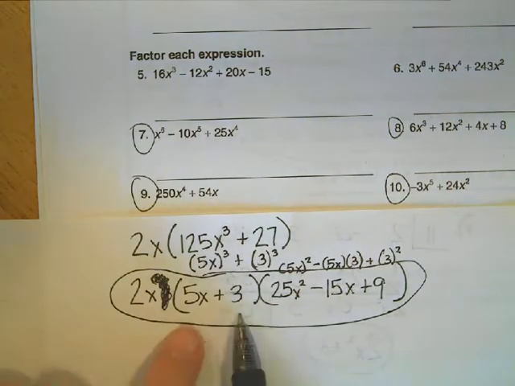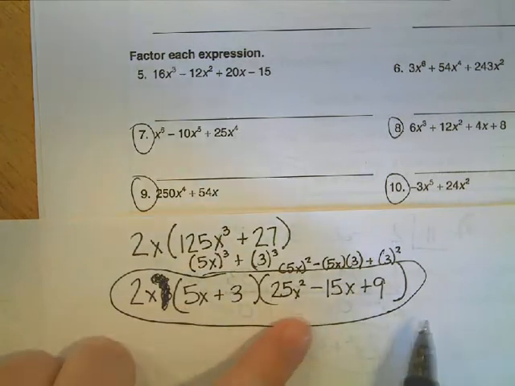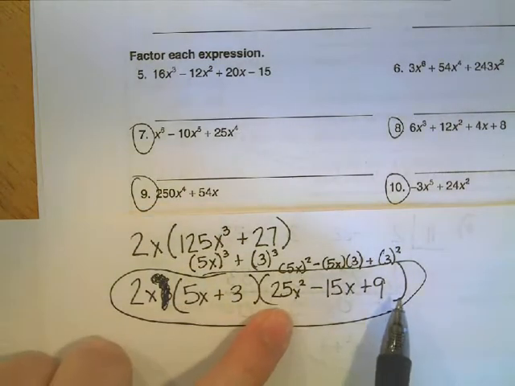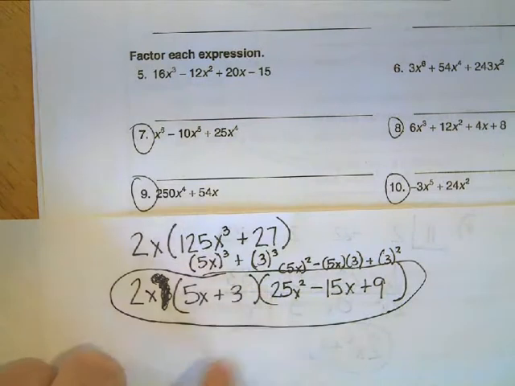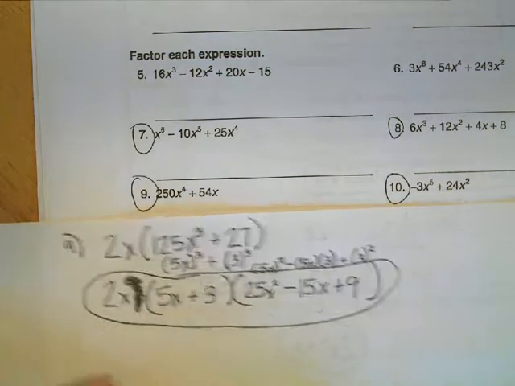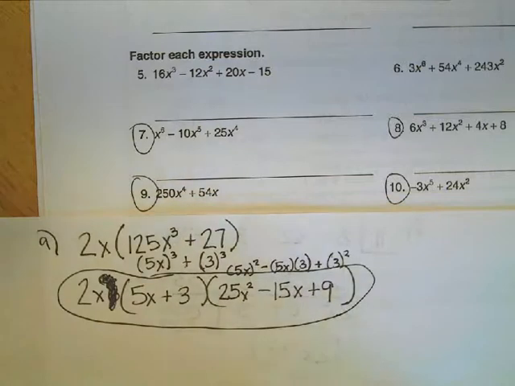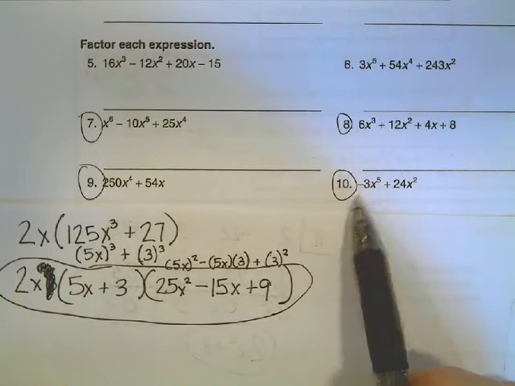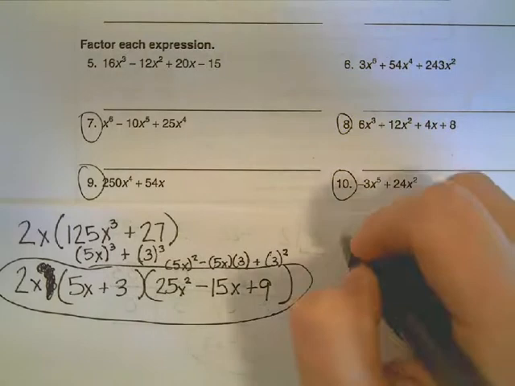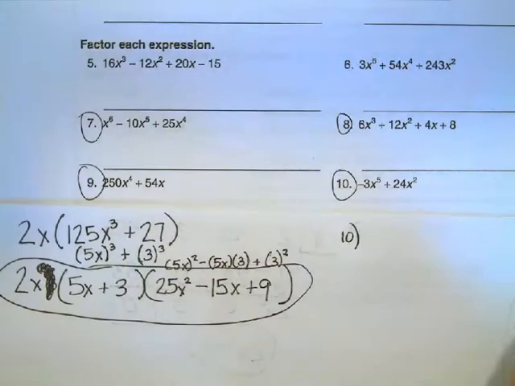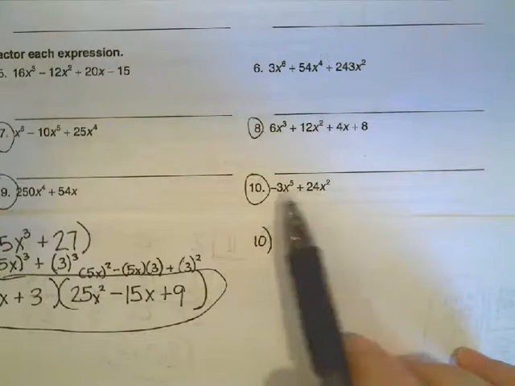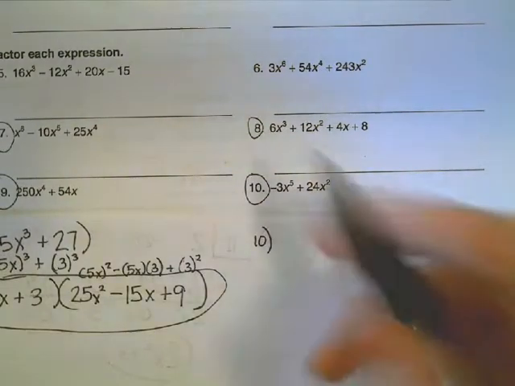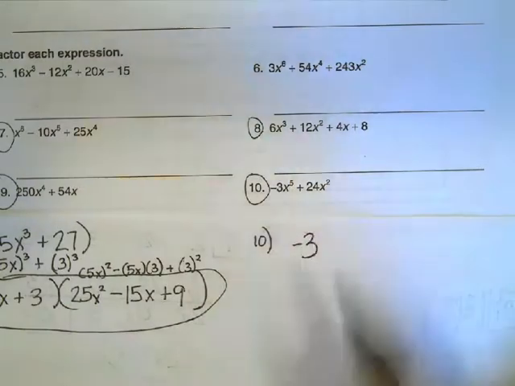So 5x quantity squared, 5 squared and x squared, is 25x squared. And here I have minus 5x times 3, or minus 15x. And here I have plus 3 squared, or plus 9. And this is my final answer. You, of course, would write it without this errant backwards parenthesis scratched out. But 2x times the quantity 5x plus 3 times the quantity 25x squared minus 15x plus 9 is your final answer for number 9. Isn't this fun? Let's try another.